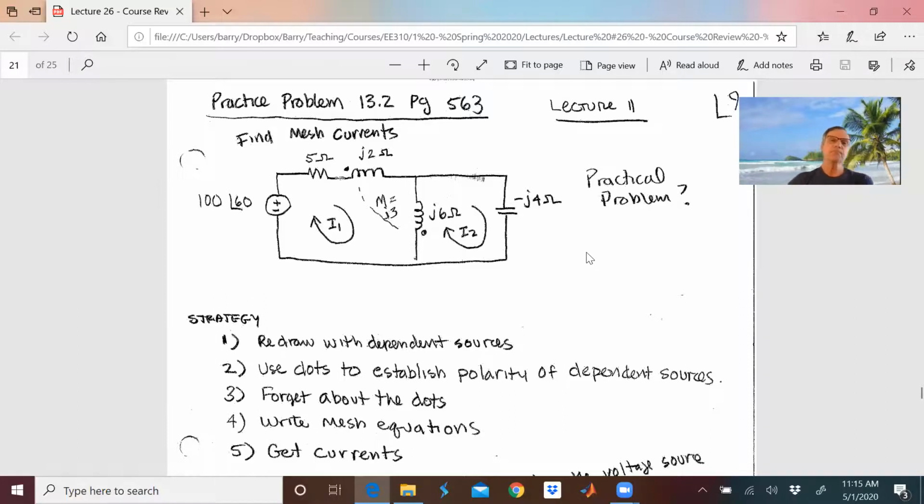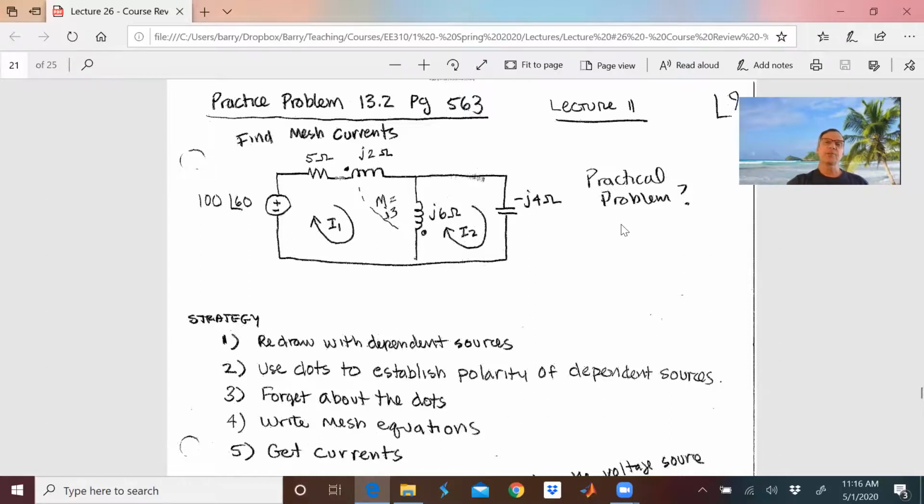Now you remember, before we dive into this problem, what do the dots mean? Sometimes you guys do problems and you come up with your own rules on the dots because it worked for one problem or another. And I always slap you on the hand and say, don't do that. There's only one rule to remember for the dots, and it's right in the book and in our lectures: if the current enters the dot of one coil, the induced voltage at the other coil will be positive at the dot, period. That's the only rule that you can use for the dots.